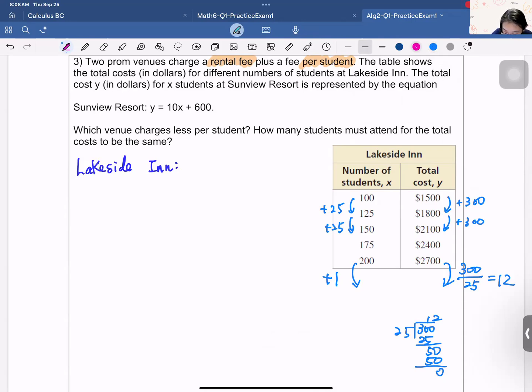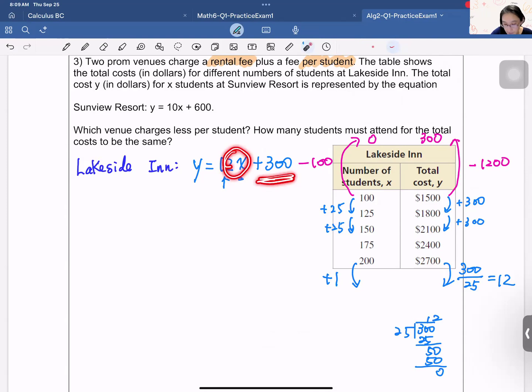Then what will happen if I have no students, at x equals 0? Here I subtract 100 from the x, and I also have to subtract 4 times 300, which is 1200, so the starting value is 300. So the equation for Lakeside Inn is y equals 12x plus 300. If I increase one student, it increases by $12. If I have 0 students, the base payment, the rental fee, is 300, as seen in the table. So now I have the linear equation of the Lakeside Inn.